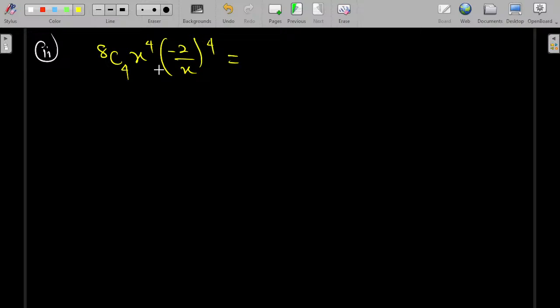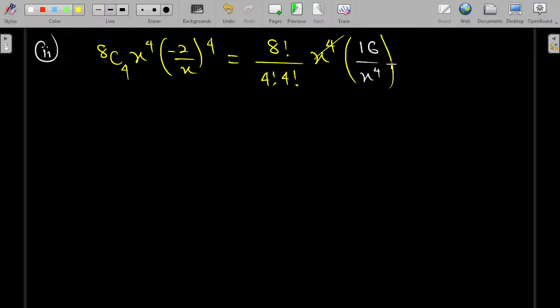So let's begin. What is 8 combination 4? That's 8 factorial all over 8 minus 4, which is 4, then times 4 factorial, then multiply by x to the power of 4 into, remember I said we can discard this minus because the power here is even. So this is going to give us 16 all over x to the power of 4. And immediately my x to the power of 4 will remove this x to the power of 4. So I just have 8 factorial. I can expand it to 8 times 7 times 6 times 5 times 4 factorial.